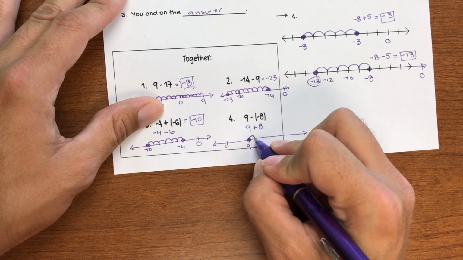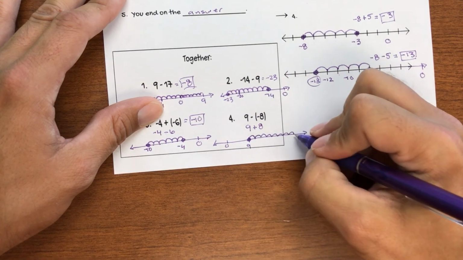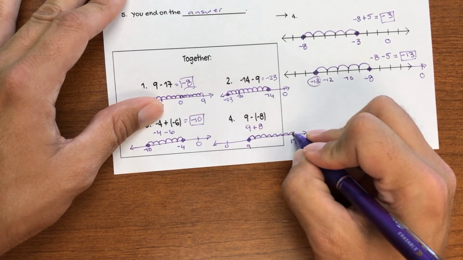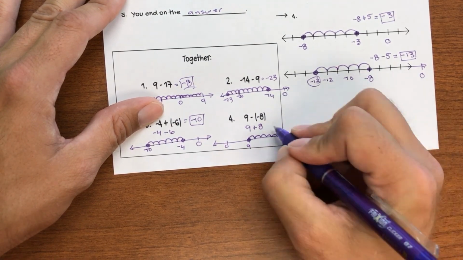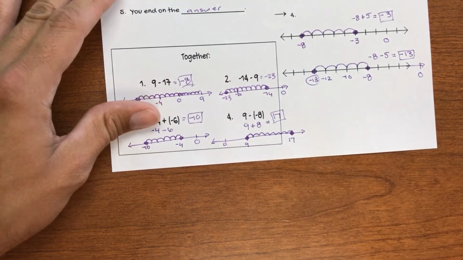So I go to the right, 8. 1, 2, 3, 4, 5, 6, 7, 8. Now, I'm not going to count them because I know that 9 plus 8 is 17. So I'm not going to actually count each individual one, but my answer is 17.